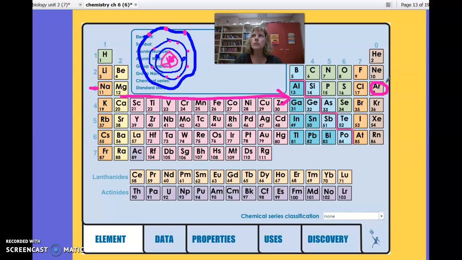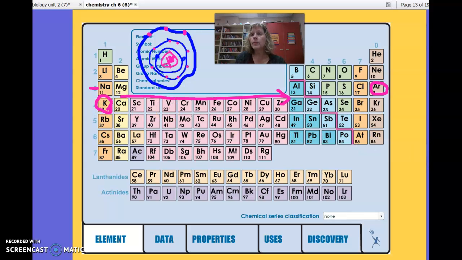That always seems confusing, like that shouldn't happen, but it does. It gets smaller as you move across, and that's why. So understanding that electron configuration is really key to understanding why that happens. So what happens when I go from argon to potassium?